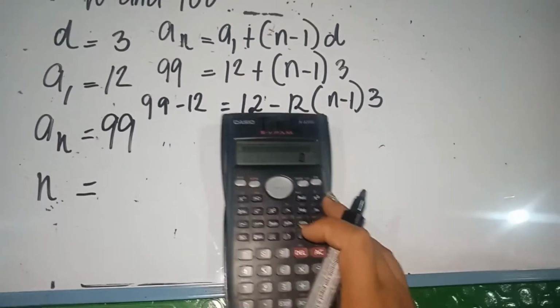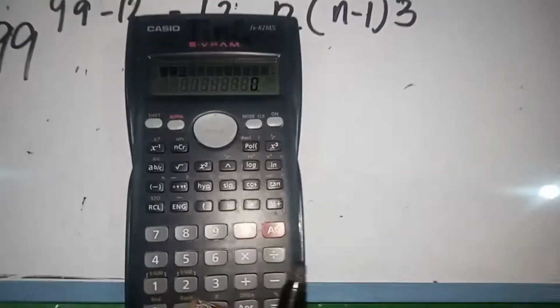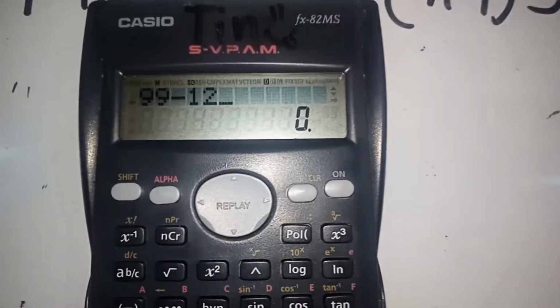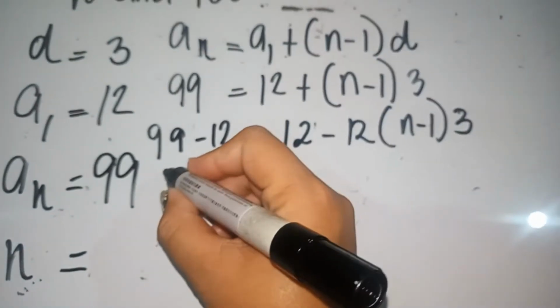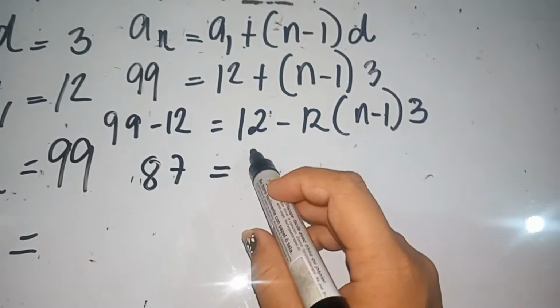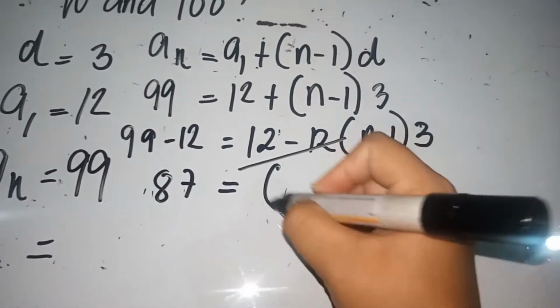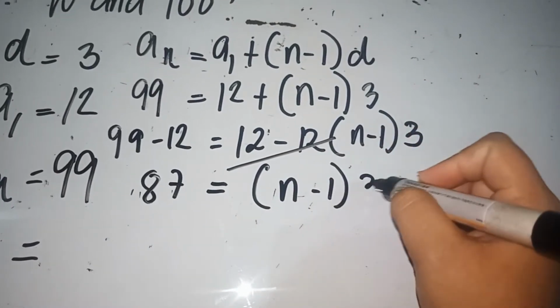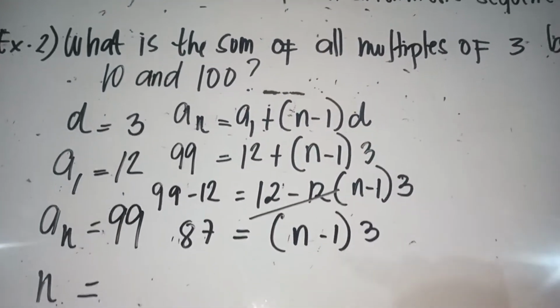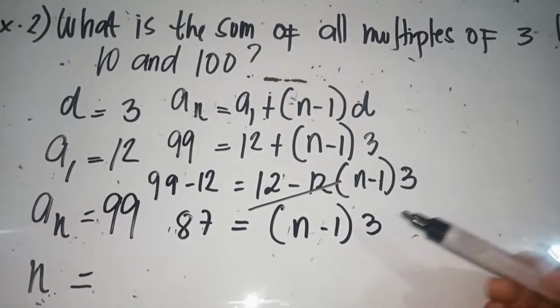So, 99 minus 12, the result is equal to 87. So, we have 99 minus 12 is 87 is equal to 12 minus 12, which is equal to 0, or cancels out. Who is left? What is left is n minus 1 times the common difference. Is n still accompanied by something? Yes, and that is negative 1 and 3, or 1 and 3 rather.